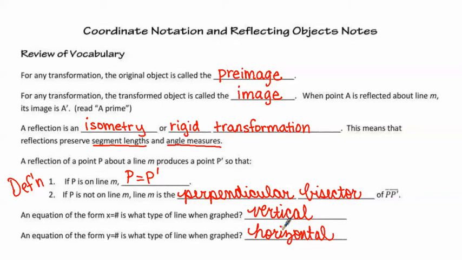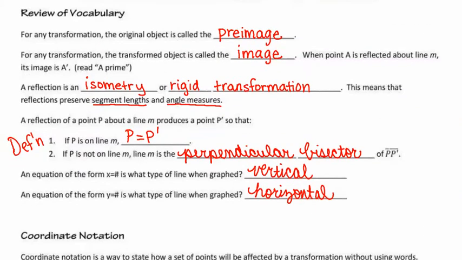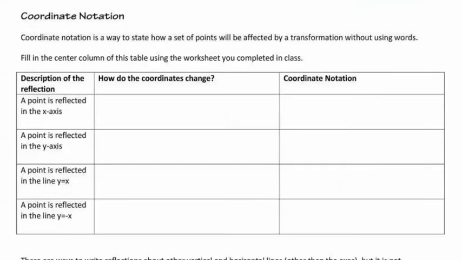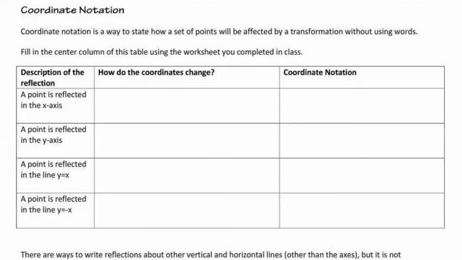Okay, so today we're also going to look at not only reflecting objects, but coordinate notation. So as we do that, let's talk about what coordinate notation is and how we write it. Alright, coordinate notation is a way to state how a set of points will be affected by a transformation without using words. And we're going to find that in mathematics, we do a lot with equations, we do a lot with symbols, and this is just another way that we're going to do that.